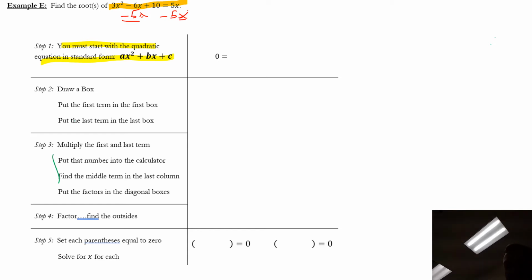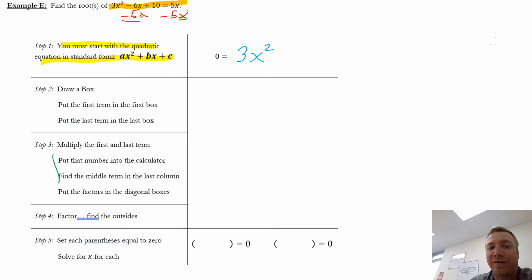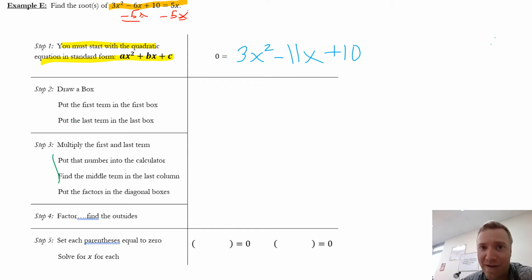So we're left with the 3x squared. Now we have a negative 6x minus 5x. Negative 6 minus 5 gives me a negative 11x. Now I still have the plus 10. I'm just going to bring it down. And on the right side of the equal sign, you have 5x minus 5x. Well, 5x minus 5x is just 0, which is what we wanted. So the quadratic is in standard form, and it's set equal to 0. Step 2 is to draw the box.